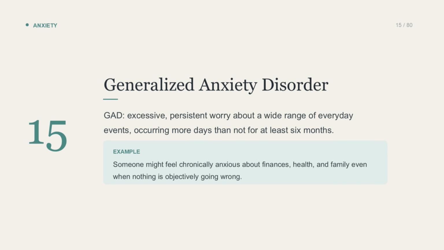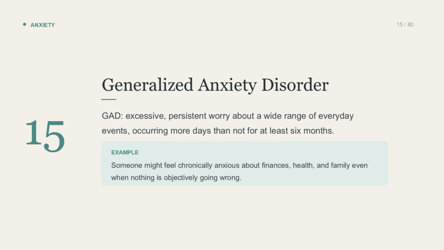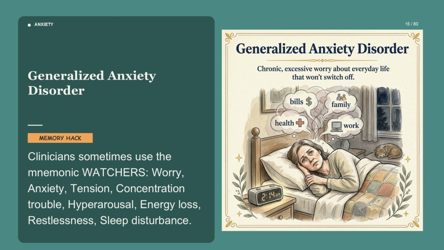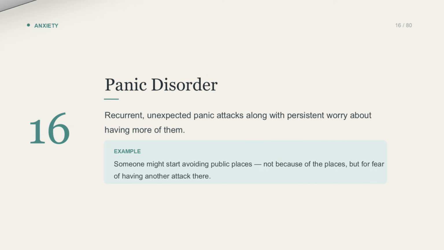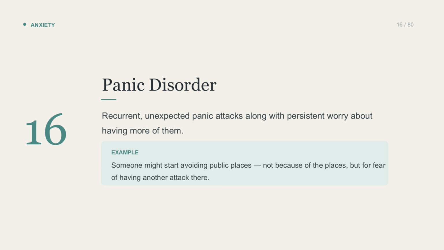15. Generalized anxiety disorder. Generalized anxiety disorder, or GAD, involves excessive, persistent worry about a wide range of everyday events and activities, occurring more days than not for at least 6 months. For example, someone with GAD might feel chronically anxious about finances, health, and family, even when nothing is objectively going wrong.